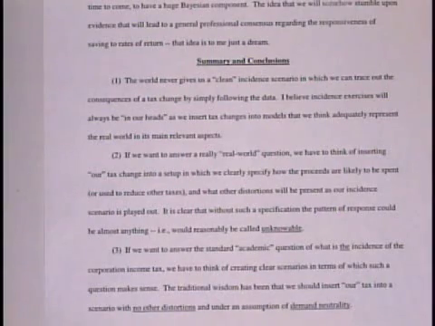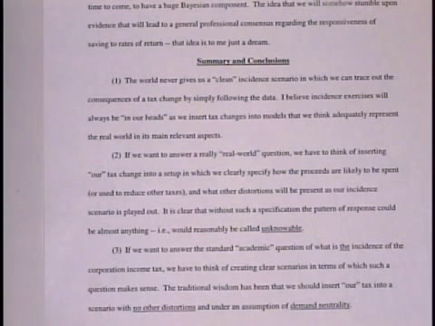Okay, well, in order to keep on track, what I'm going to do is just go through the summary and conclusions that I have here, and I'll talk about each point as we make it. The world never gives us a clean incidence scenario. I talked about that. If we want to answer a really real-world question, we have to think of inserting our tax change into a setup where we clearly specify how the proceeds are likely to be spent and what other distortions will be present. Well, we can do that in a given specific case, but we can't write a textbook on that subject. So from a textbook writing point of view, this is unknowable.